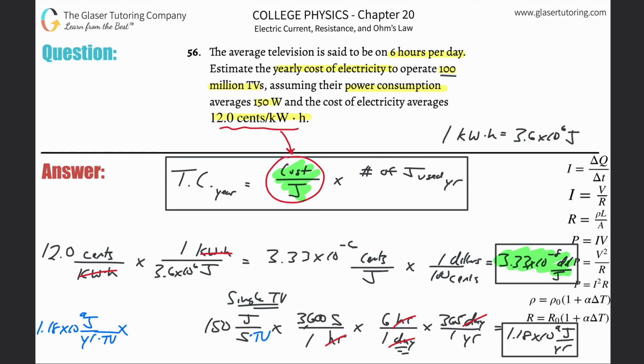Then what I can do is multiply that by the number of TVs. So they told us it was 100 million. Don't multiply just by 100. Make sure you plug in 100 million. Maybe just to be on the safe side, let's do that in scientific: 1 times 10 to the 8 TVs. So TVs go bye-bye, and this now tells me the number of joules utilized per year for all of the televisions. So let's multiply that by 1 times 10 to the 8.